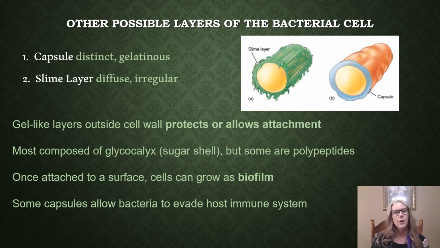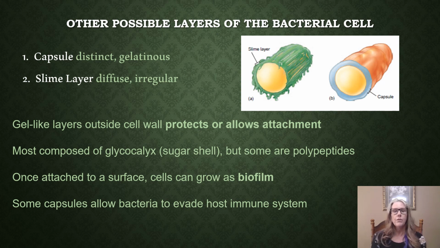Or we can have a slime layer. A slime layer is more irregular, more diffuse around that cell. For our purposes, I'm going to lump those two together: capsules and slime layers. These layers are outside of the cell wall, so they're more exterior to the cell wall.